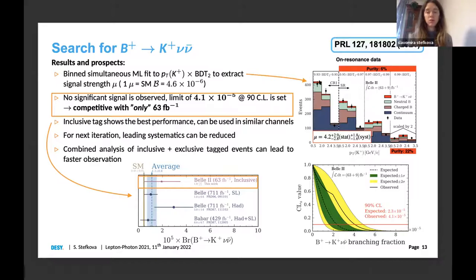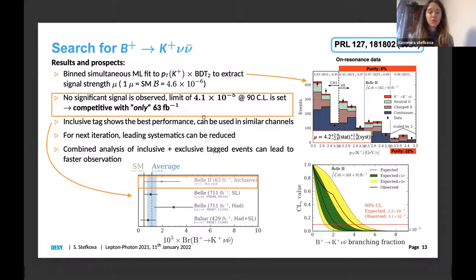So this is in the bright red, but we therefore set a limit. And the one that we got is 4.1 times 10 to the minus 5. So it is not the best, but it is competitive with only 63 inverse femtobarn of the data. If one would compare the performances of these different tagging approaches on the same luminosity, one would see that this inclusive tag actually shows the best performance.